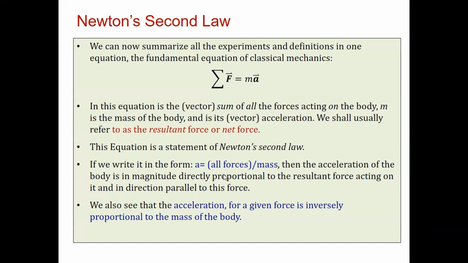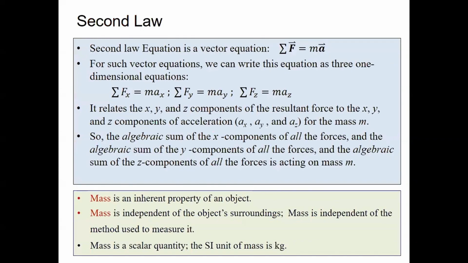Then the acceleration of the body is, in magnitude, directly proportional to the resultant force which is acting on the body, and it is directly parallel to this force. We also say that this acceleration for a given force is inversely proportional to the mass of the body. Newton's second law is a vector equation which states that the resultant force vector is equal to mass times the acceleration vector.